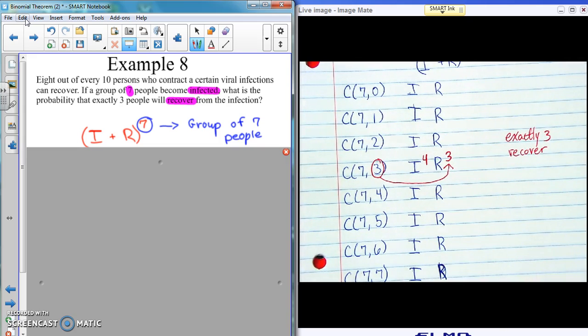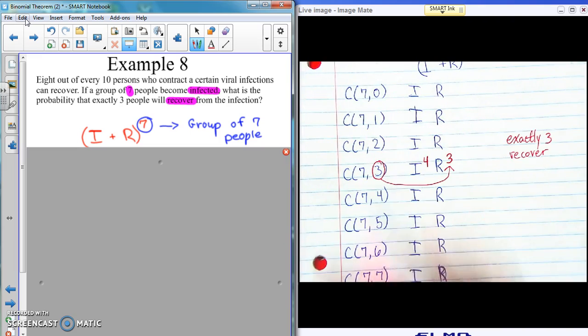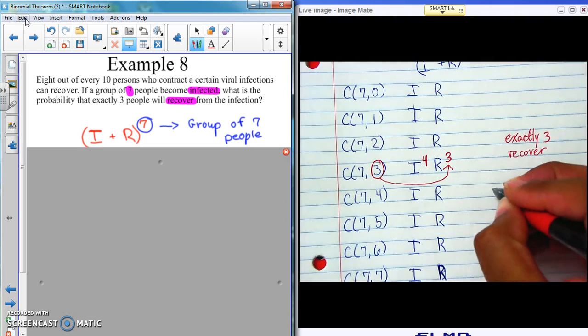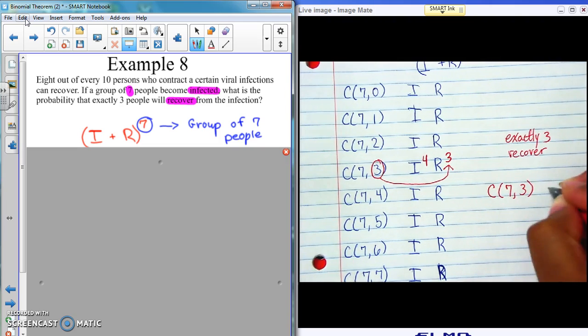And we're talking about exactly 3 people recovering. So this is the only one that we're dealing with right here. So let's go ahead and pull that out and just deal with that, because we're talking about where only 3 recover. So this is one of those things that if you know the actual rules, it makes it a whole lot easier so you don't have to do a whole lot of work.